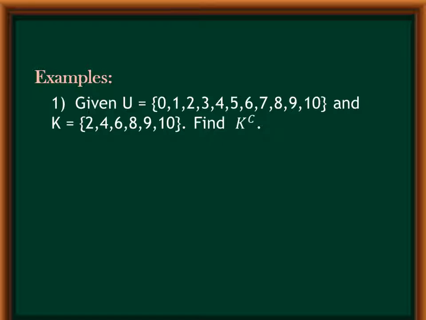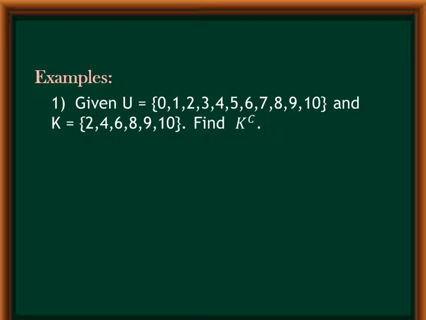So for better understanding, let's have some examples. Given universal set which has 0, 1, 2, 3, 4, 5, 6, 7, 8, 9, and 10 as its elements, and set K which has 2, 4, 6, 8, 9, and 10 as its elements.